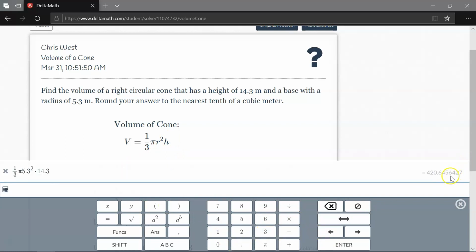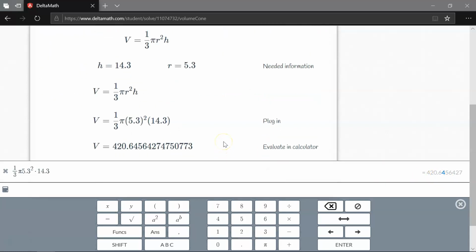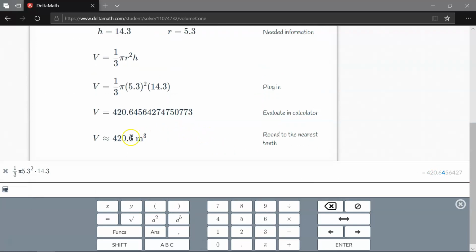And that gives me over here the answer of 420.64, but it says round to the nearest tenth. The nearest tenth would be the digit after the decimal, and I'd never ever look at these numbers way over here. I'm only going to use the number to the right of the one I'm rounding. It is not 5 or greater, so this would stay at 420.6. And that's what we have up here for our answer in Delta Math. Volume equals about 420.6.